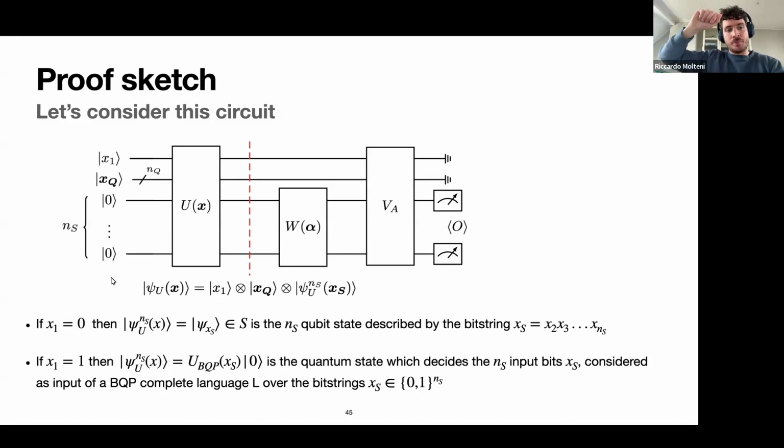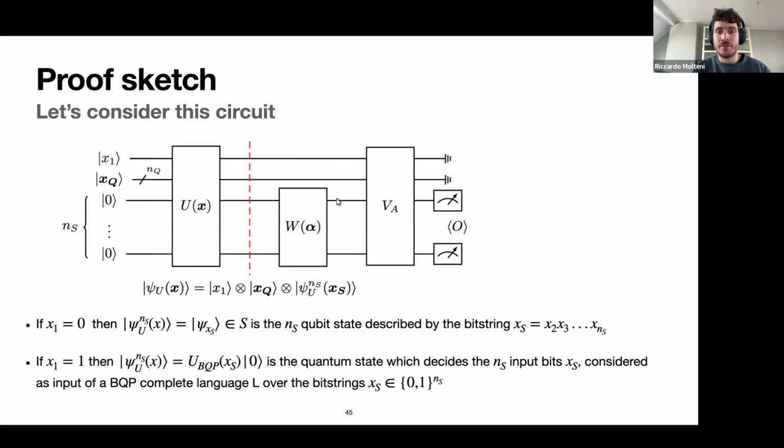So if the first bit is zero, then this psi U of x will be one of the probe states needed for the learning algorithm to learn the unitary W alpha. Whereas if the first bit is one, then this U of x will perform a BQP-complete computation, which can be time evolution, for example, but any BQP computation, on the remaining bits XS of the input. So again, I have a bitstring which comes from a distribution over bitstrings in {0,1}^n. If the first bit is 0, U of x will prepare exactly the states needed for the learning algorithm to learn this W alpha, whereas if it is 1, it will perform a BQP-complete computation.